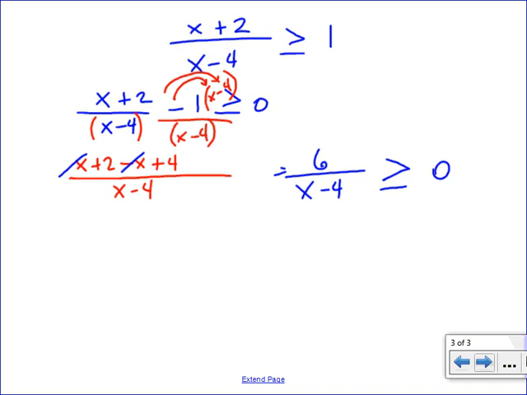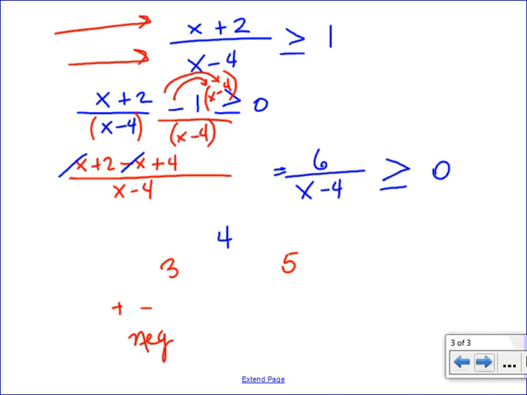The zeros of my numerator are non-existent. I don't have a variable. I only have one 0 that I need to worry about, and that is 4. 4 will not be in my domain because 4 would give me 0 in my denominator, and I can't have that. I need to check something to the left and something to the right. Checking 3 in my numerator gives me a positive. 3 in my denominator gives me a negative. And a positive and a negative yield a negative.